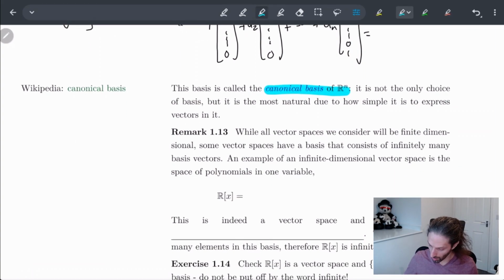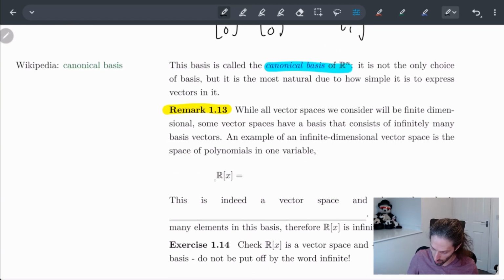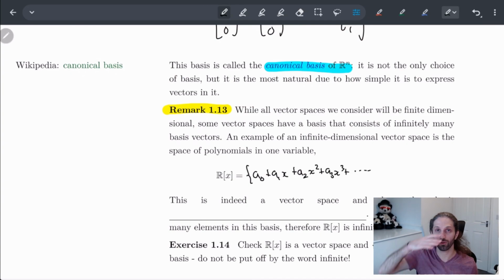One quick remark before we end this section is that so far we've been talking about finite things. Everything has been a finite set, but there are infinite dimensional vector spaces. One example is polynomials in one variable, which we denote by R[x]. These are polynomials written with x, x squared, x cubed, forever. It doesn't stop. And all of the a_i are going to live in R.